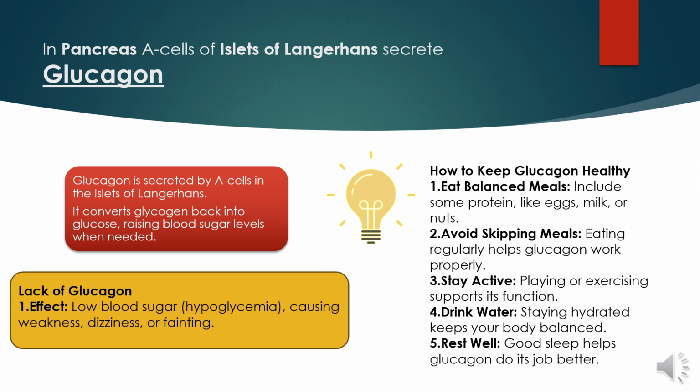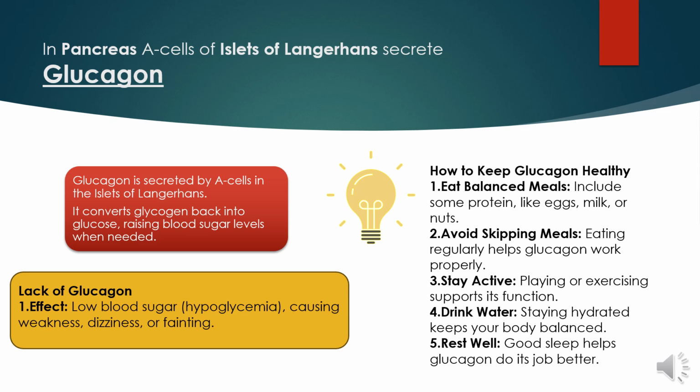Glucagon is secreted by A cells in the islets of Langerhans. It converts glycogen back into glucose, raising blood sugar levels when needed. Lack of glucagon effect: low blood sugar, hypoglycemia, causing weakness, dizziness, or fainting. How to keep glucagon healthy: eat balanced meals.